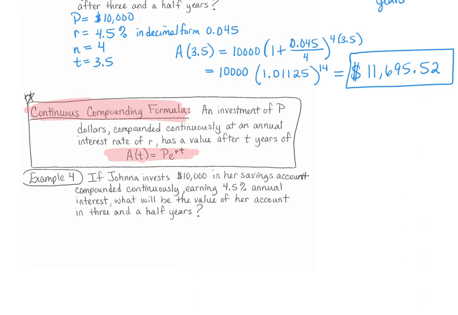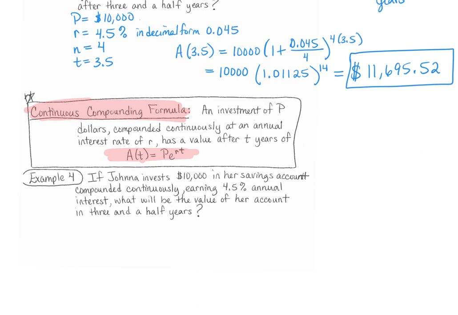Are we okay? Compound interest means we use A equals P times the quantity 1 plus R over N, raised to the NT power. Now, P is your investment. R is your interest rate, and T is your time in years.